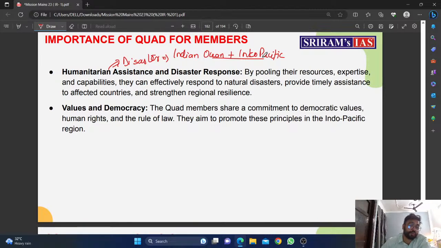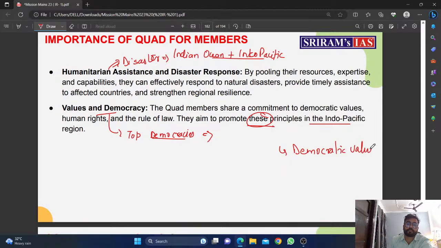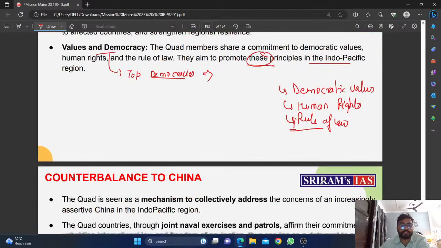Then all the four countries are the top democracies of the world, so they should have a common value system that will protect the democratic values and human rights in the complete Indo-Pacific region. So they want to promote all these three principles in Indo-Pacific region, that is the democratic values, human rights, and rule of law. So they want to promote all these things.